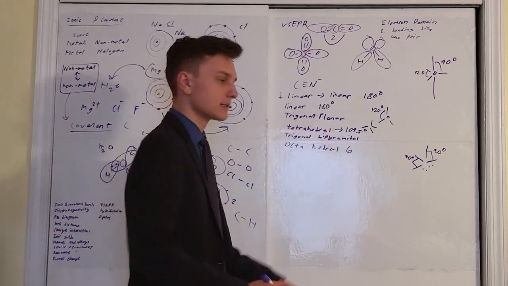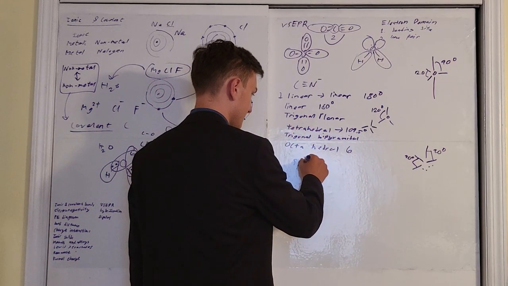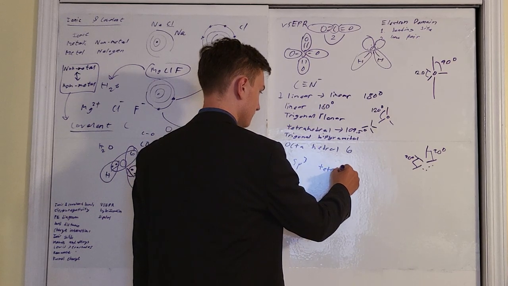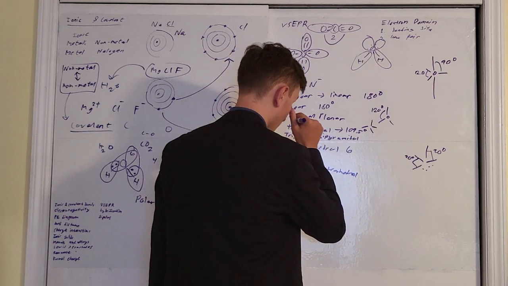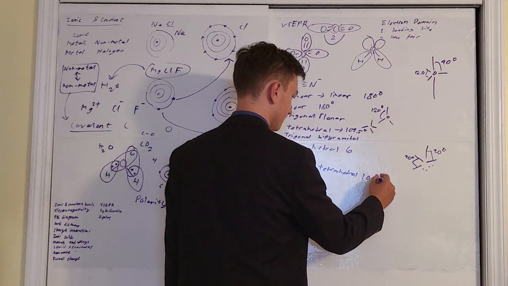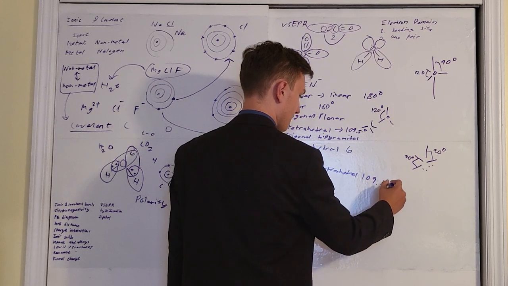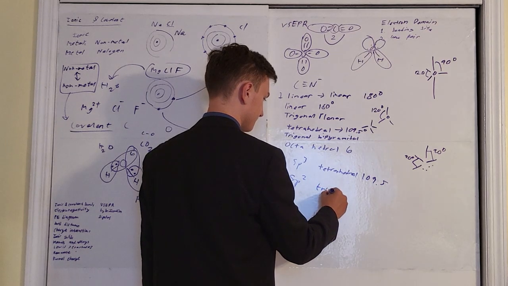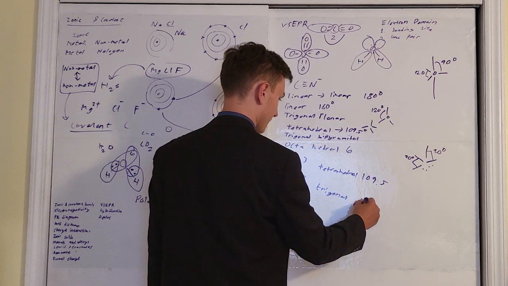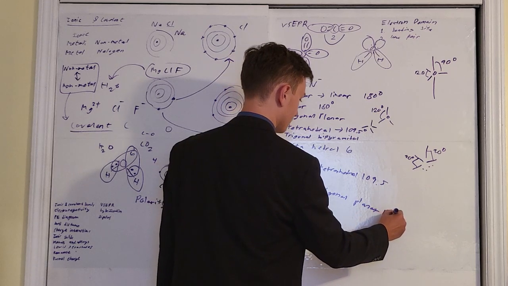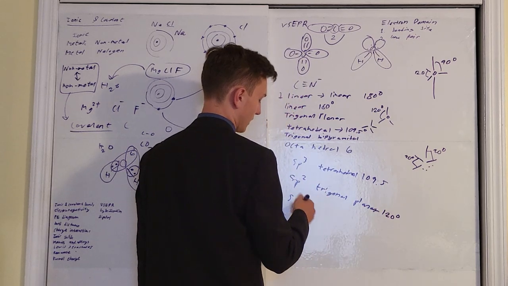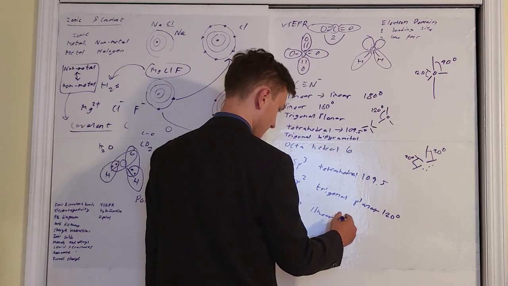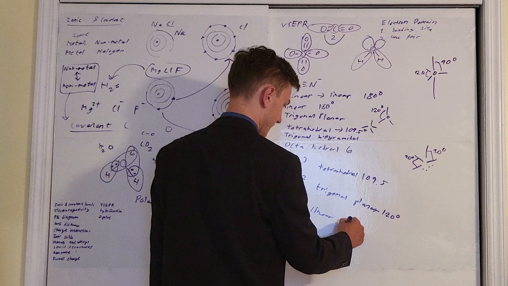So all you need to memorize is sp3 hybridization designates a tetrahedral and therefore a 109.5 bond angle. sp2 designates a trigonal planar and therefore a 120 degree bond angle. And sp or sp1 hybridization designates a linear shape and a 180 bond angle.